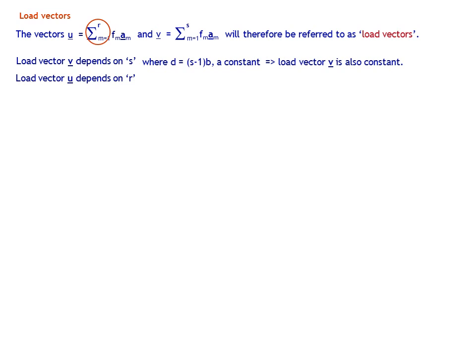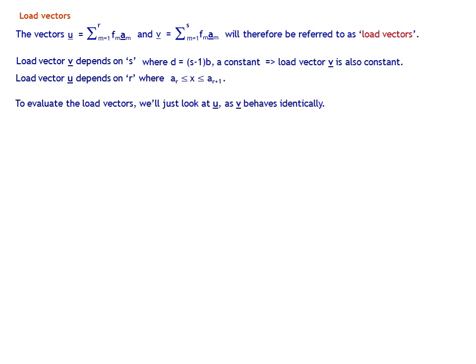Load vector u depends on r, which in turn depends on x through the inequality a_r is less than or equal to x is less than or equal to a_(r+1). To evaluate these load vectors, we need only look at one of them, as they both behave identically, apart from the endpoint r or s. Looking at load vector u, this is defined as the sum of f_m times vector a_m from 1 to r, and we've already seen that we can write f_m as alpha minus beta a_m, and vector a_m is equal to 1, a_m, a_m squared, a_m cubed.